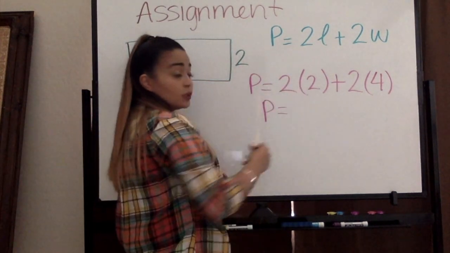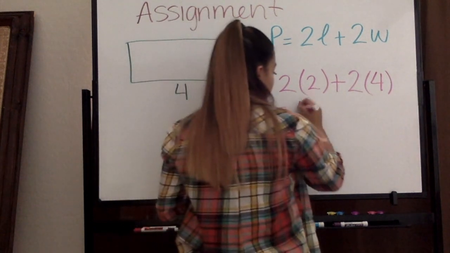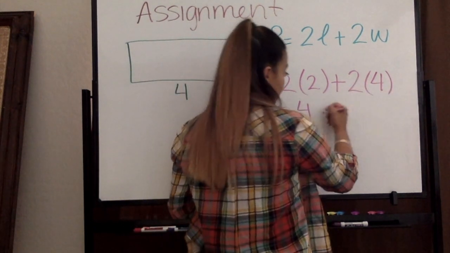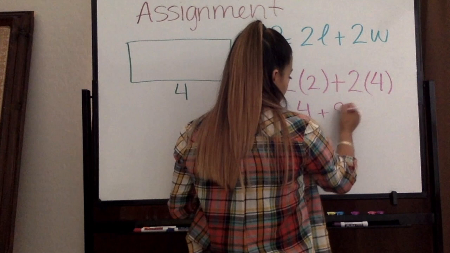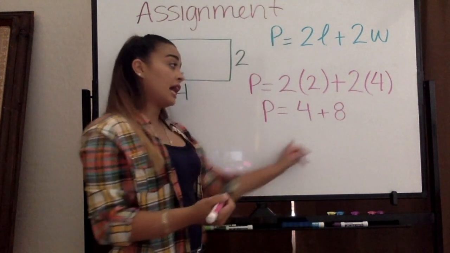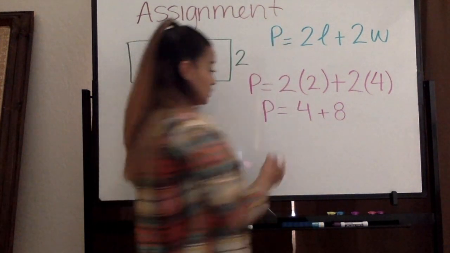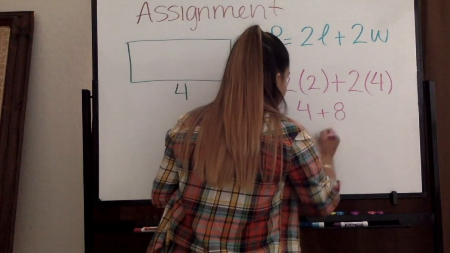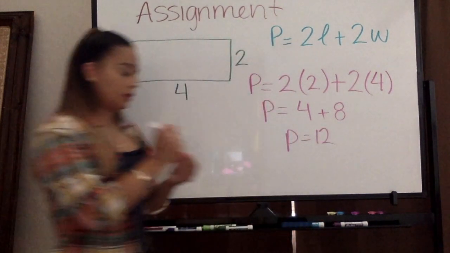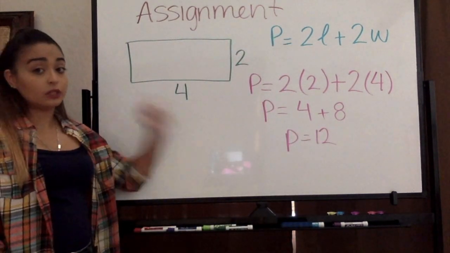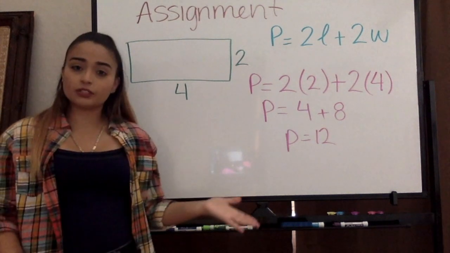2 times 2 is equal to 4. 2 times 4 is equal to 8. Now we're going to be adding 4 and 8, which gives us 12. Therefore, the perimeter of this rectangle is 12. Does that make sense to everyone?